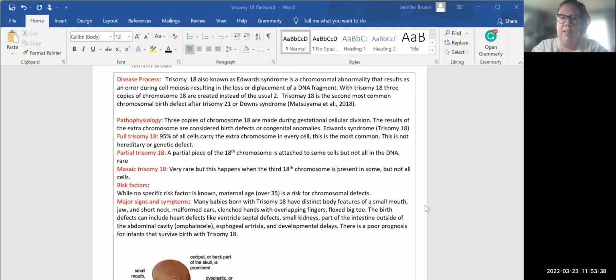One is full trisomy 18, in which 95% of all the cells carry the extra chromosome. This is the most common trisomy diagnosis. It is not considered hereditary or genetically passed from parents to baby.